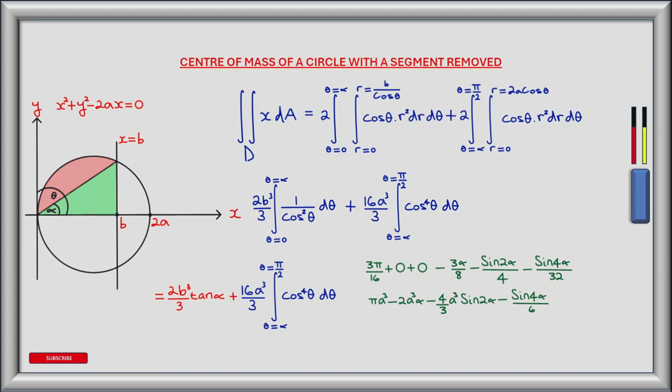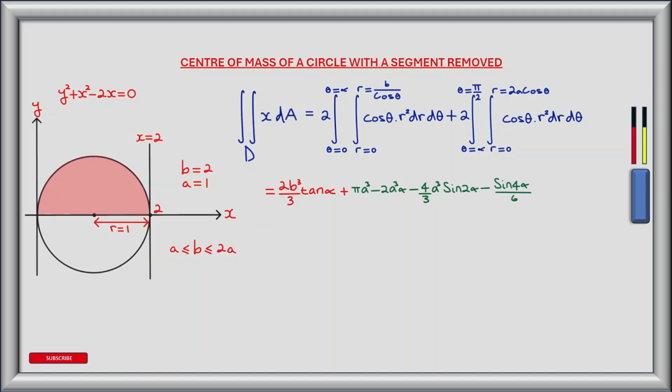If we now multiply our result by 16a cubed divided by 3, we're left with pi a cubed minus 2a cubed alpha minus 4/3 a cubed times sine 2 alpha minus sine 4 alpha divided by 6. Now, to check our work, we can add values for a and b.